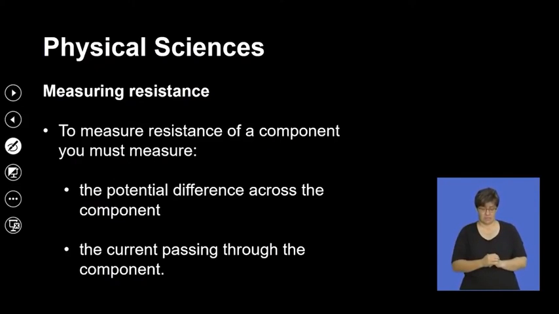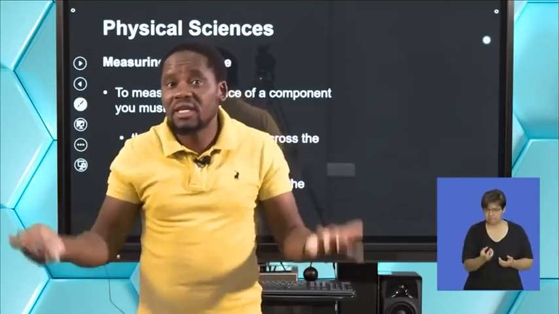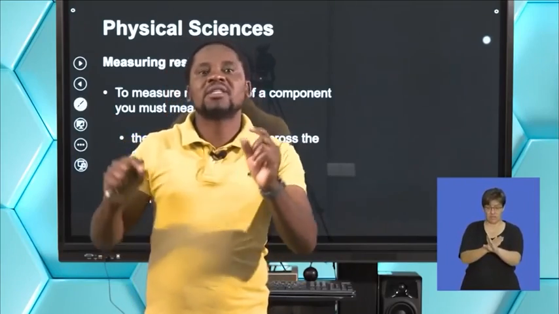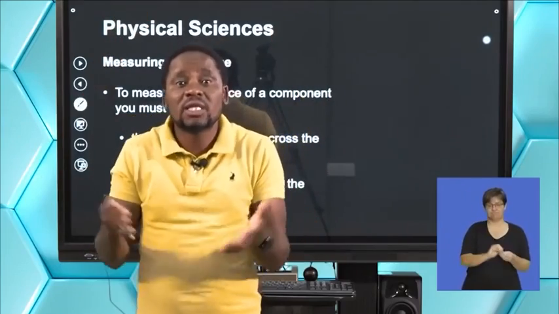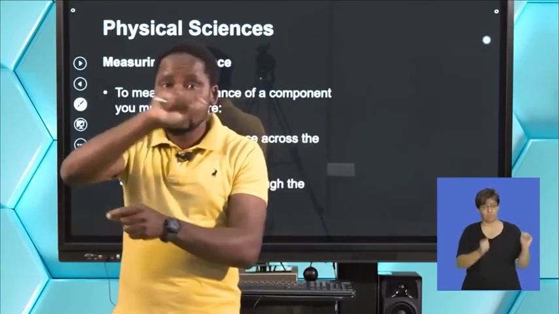Okay, now to measure the resistance, this is what we are saying. You must measure the potential difference across the component. In this case, when we talk about the component, we are actually talking about the resistor itself. It could be a light bulb or whatever the case may be. So if we measure the total resistance by measuring the terminal potential difference, this gives us an indication of the total resistance in the circuit, provided we know how much current passes through the battery.